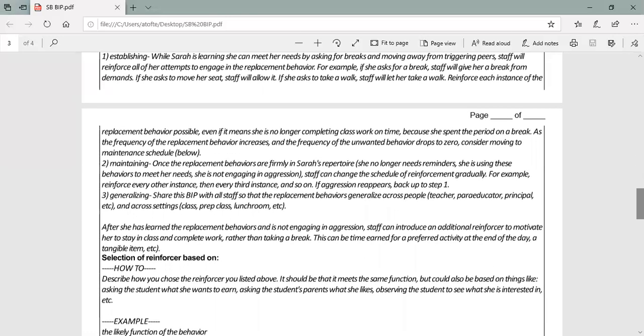And then as she gets better at it, here, once the replacement behaviors are firmly in her repertoire, so she doesn't need reminders, she's doing them independently, and she's not engaging in aggression. So here, now she's consistently meeting her need by engaging in the verb and not engaging in the problem behavior. That's terrific. At that point, we can start to back off with the reinforcers.